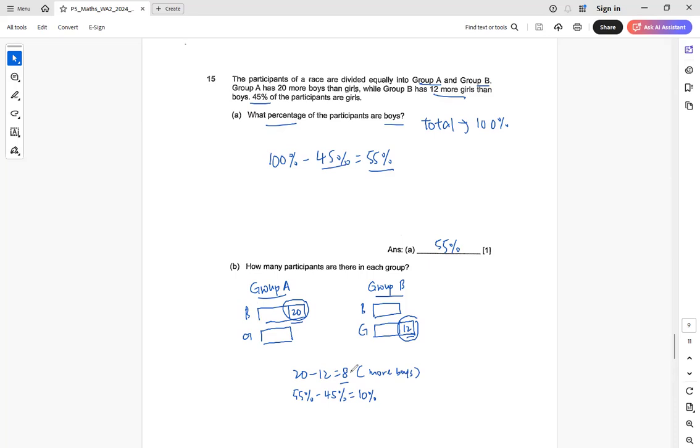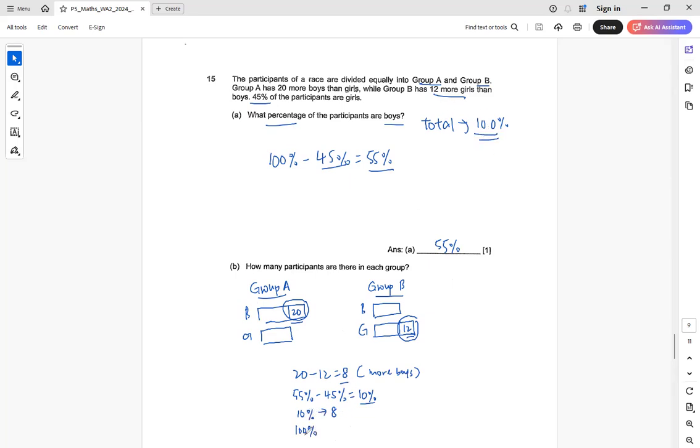And then 8 is the difference, actual number of participants, difference between the boys and the girls. So this 10%, okay, will be the 8 boys that is difference. Okay, then for this, we can straight away, I want to find how many participants in each group. Let me find the total participants first. Okay, so the total participants in both groups will be 100%. Like I said, the total is always 100%.